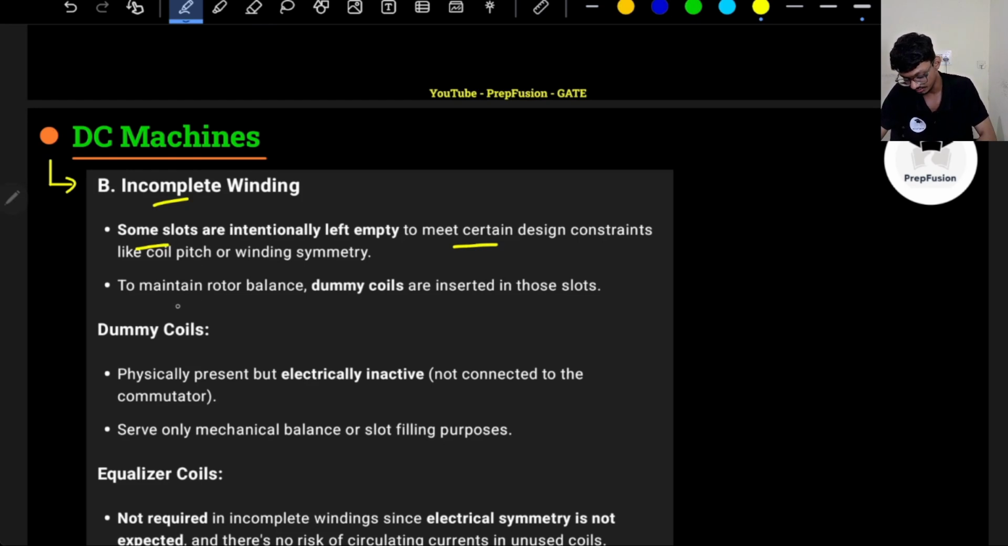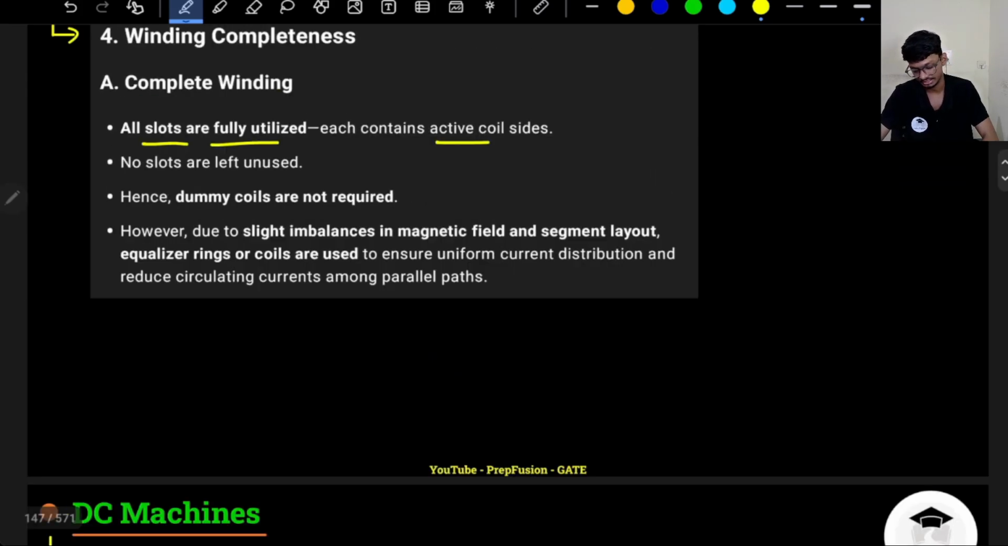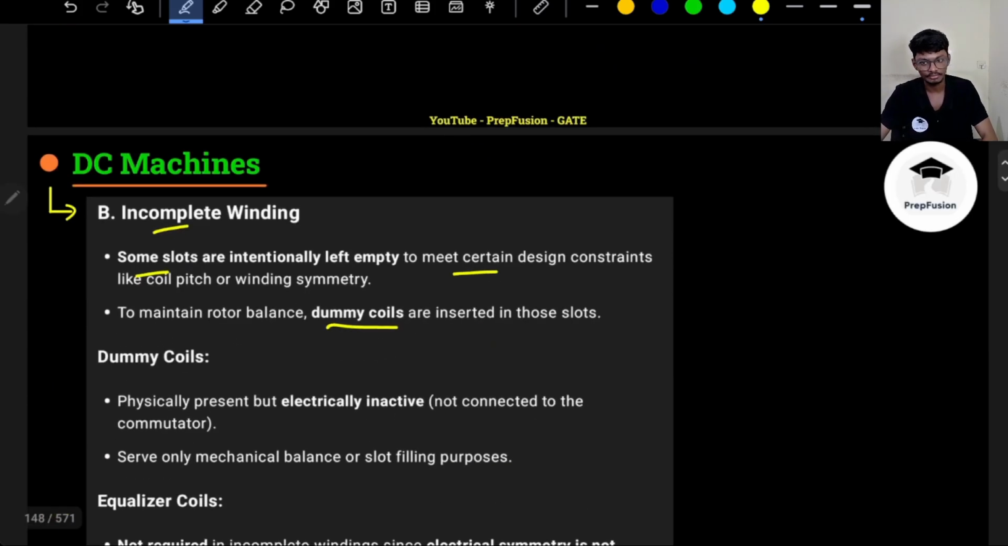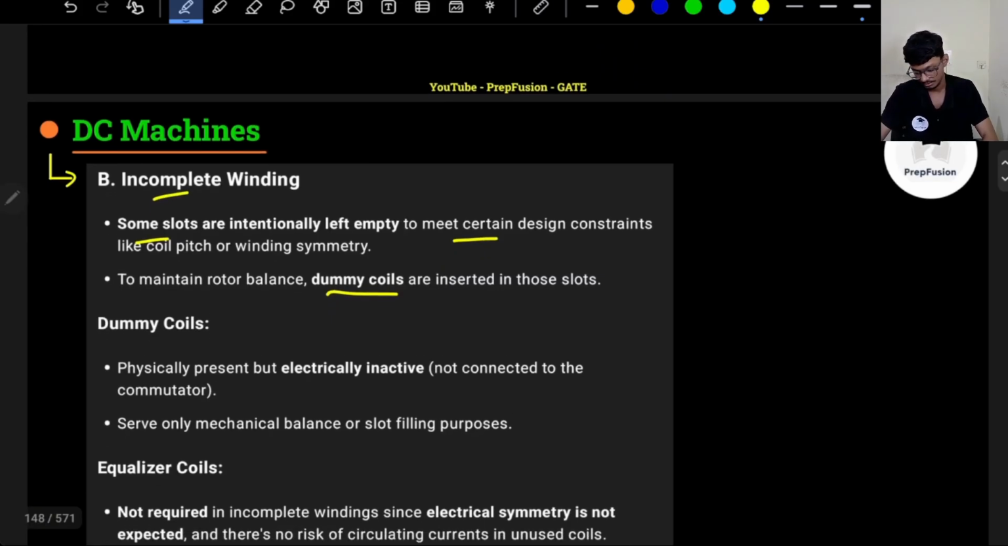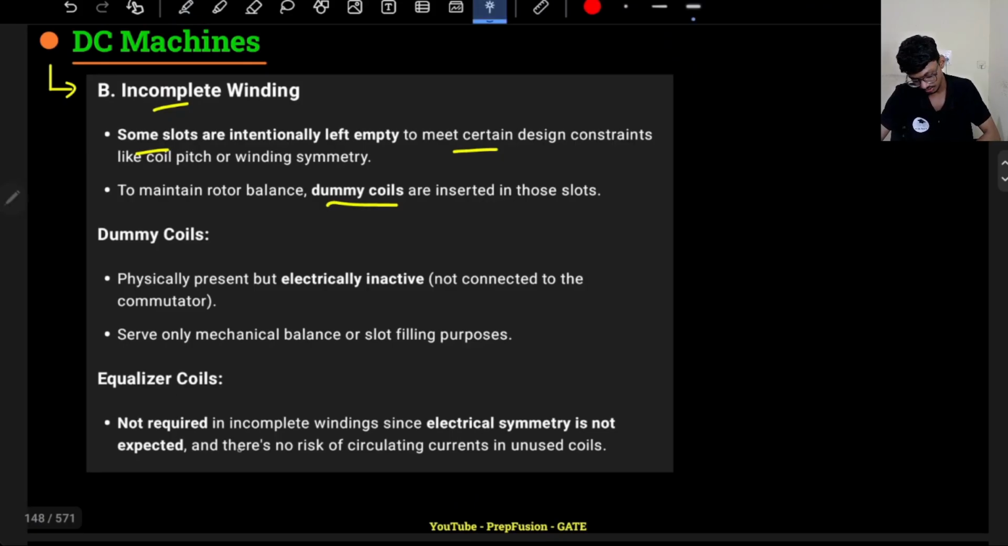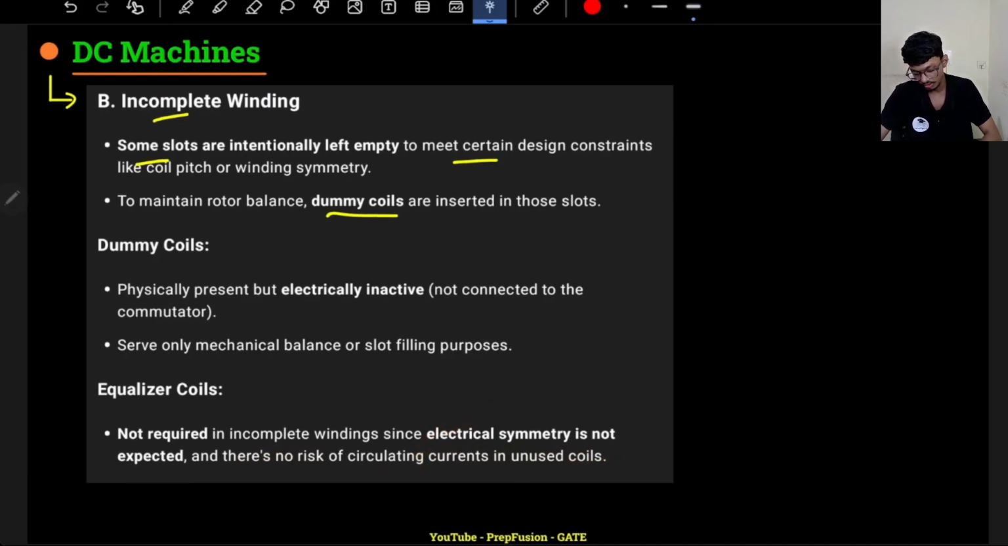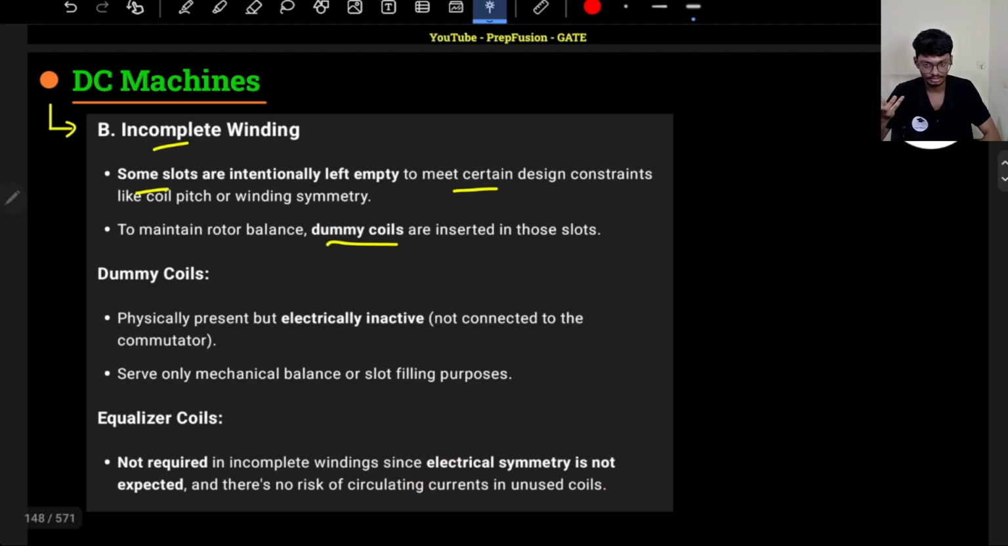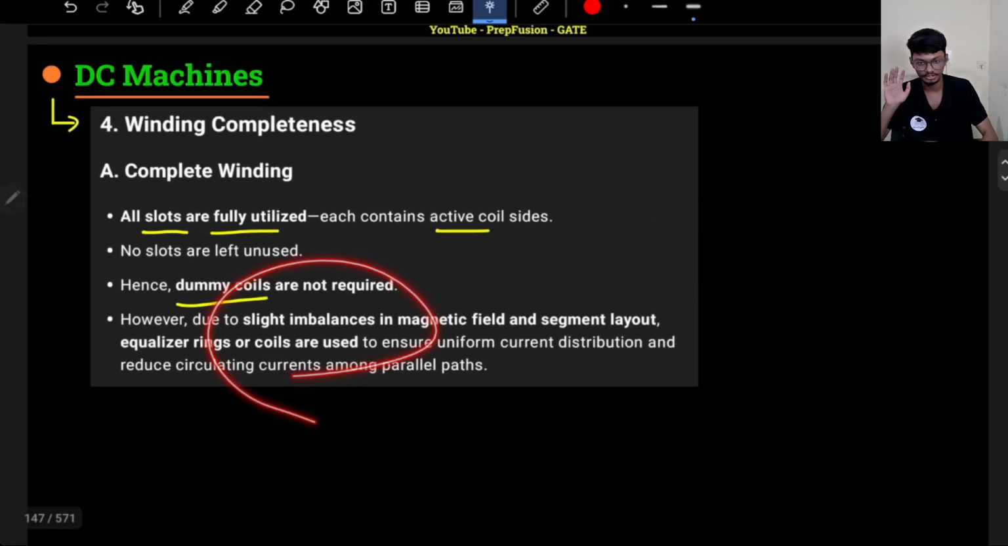So those slots can be either filled with dummy coils or those can be left empty. To maintain rotor balance, those slots shall be filled with dummy coils. In complete winding, no dummy coils are required, but in incomplete winding, dummy coils will be required. In incomplete winding, equalizer coils are also not required, since electrical symmetry is not expected. There is no risk of circulating current in unused coils. Already few slots are empty and those slots will not be connected, so there is no possibility of circulating currents there. So we don't use equalizer coils there, we use equalizer coils in complete winding only.